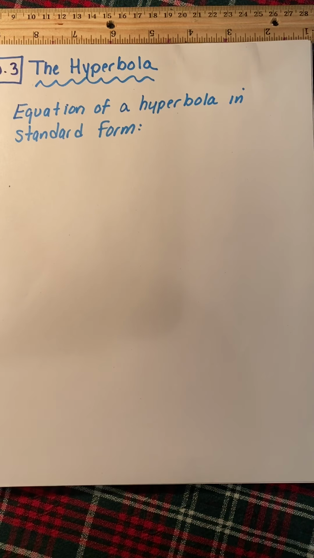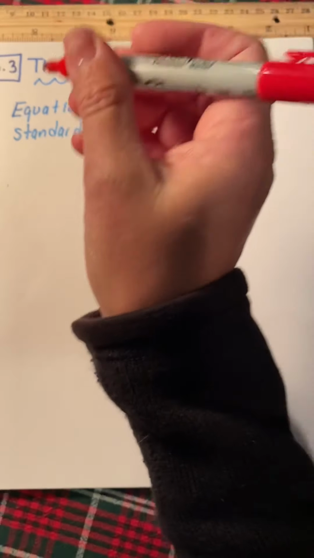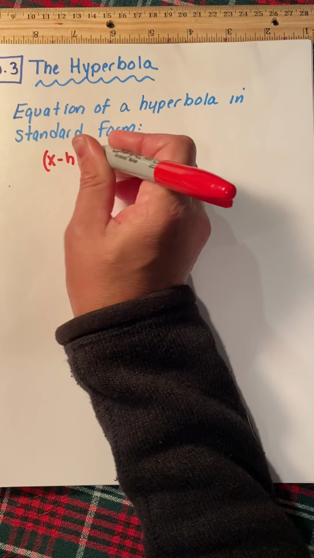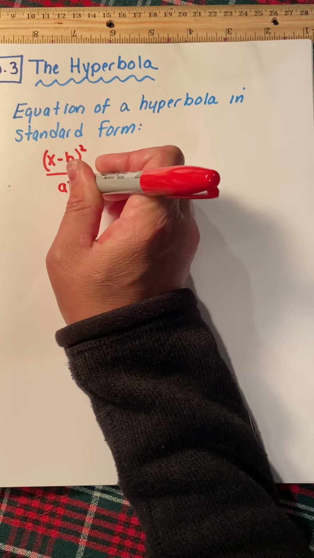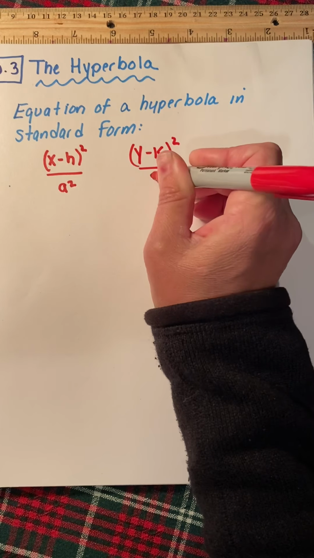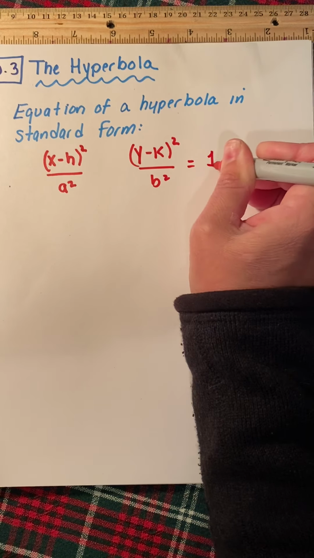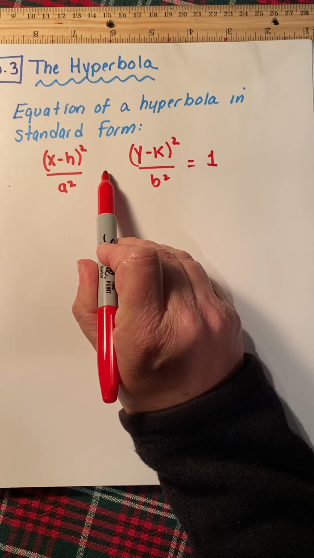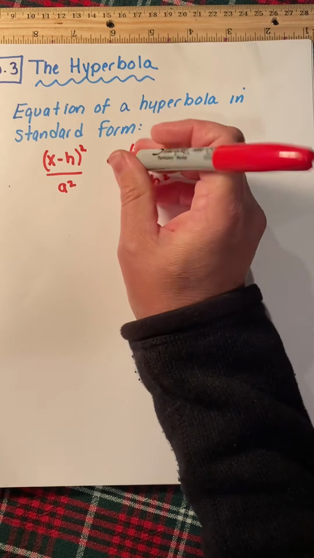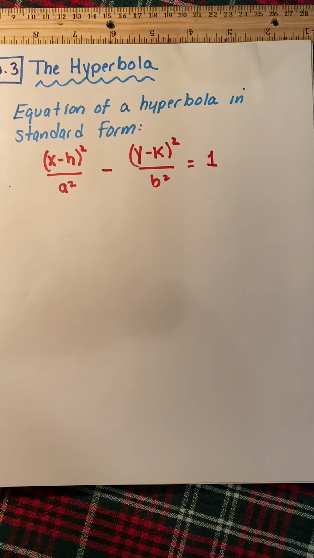We talked about last time this equation of an ellipse in standard form. The hyperbola is very similar. We still have (x minus h) squared over a squared, and we still have (y minus k) squared over b squared equals 1. If it was an ellipse, we would have a plus here, and the a and b would give us measurements inside of our ellipse. For a hyperbola, we have subtraction.